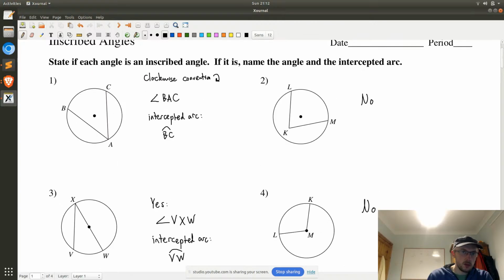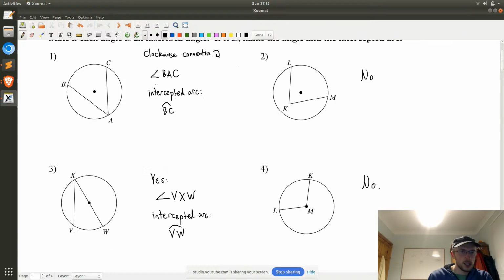Okay, so they've named it similarly. All right, that's good. They've called it the measure of angle BAC, which is not right. All right, so they've called it WXV. I guess that follows their clockwise convention. Just go clockwise around the circle, like that. And the intercepted arc is WV.